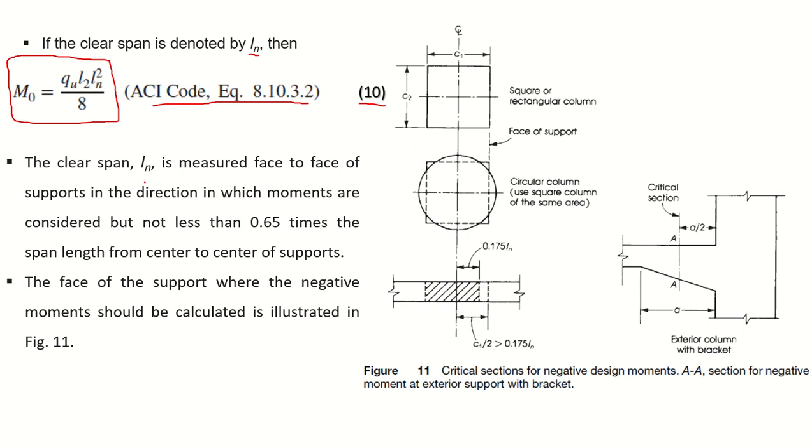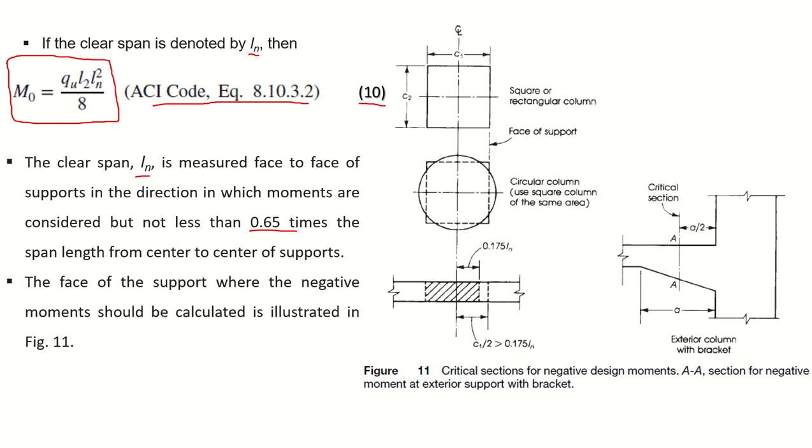The clear span Ln is measured face to face of supports in the direction in which moments are considered, but not less than 65% of the span length from center to center of supports, okay. So it is a clear span and not the center to center, but it should not be less than 65% of the center to center length.